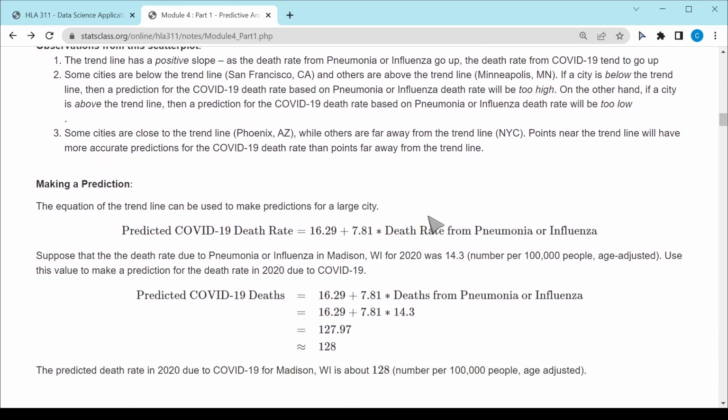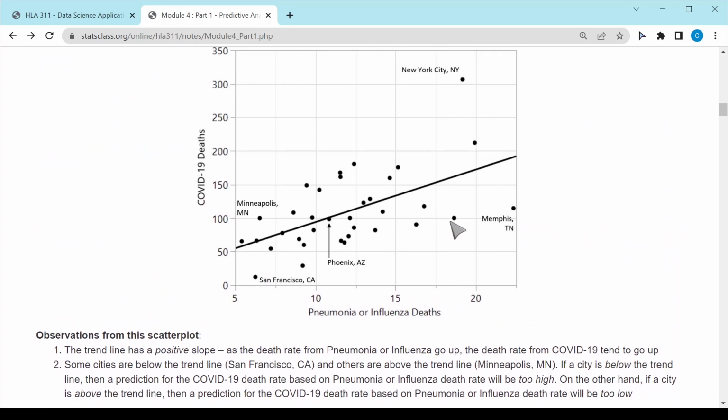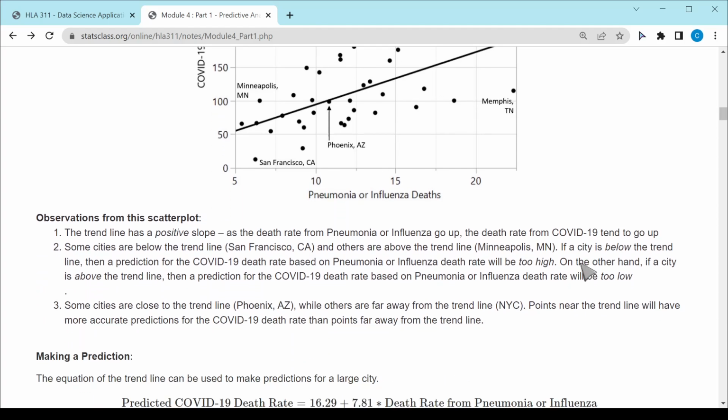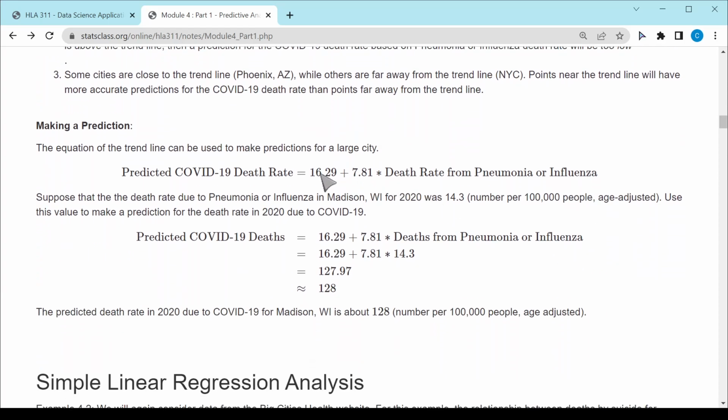How do we go about making a prediction? Well, we just need the equation of this line. We're going to use software packages to get that for us. So once you have the equation of that line, then I can simply input a value for a particular city into this equation to make a prediction.